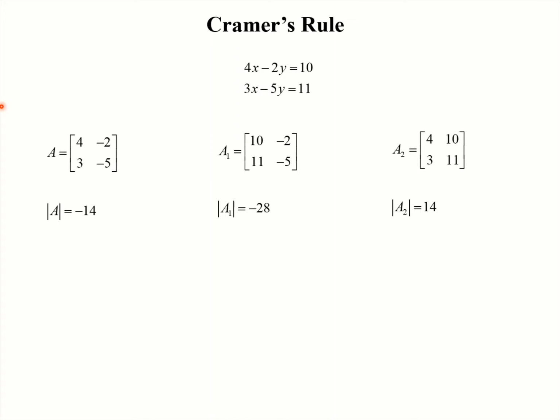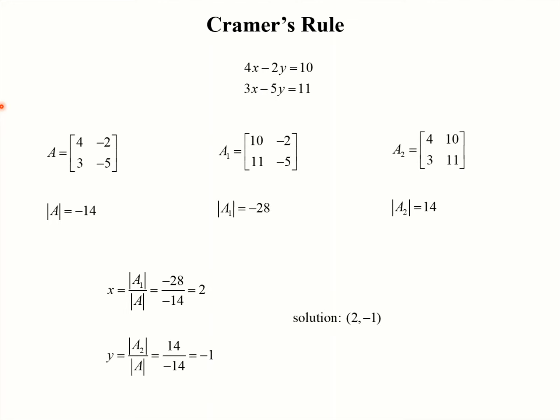Cramer's rule only works on square systems, where you have, like, 2 variables and 2 equations, or 5 variables and 5 equations. It doesn't work on all systems. If you can do all of this, you can find x by putting determinant A1 over determinant A. And that gives me x equals 2. y is found by determinant A2 over determinant A. And that gives me negative 1. So my solution is 2 comma negative 1.